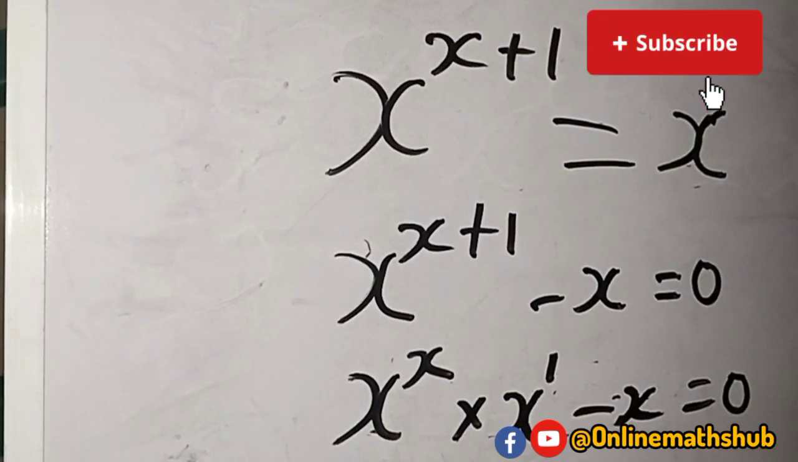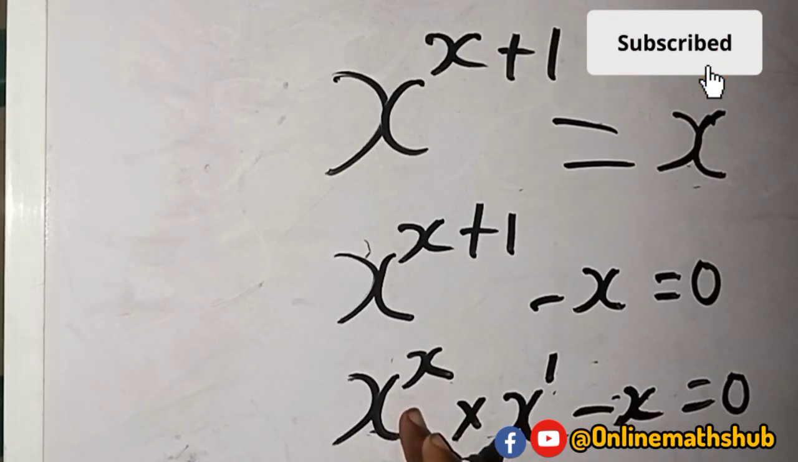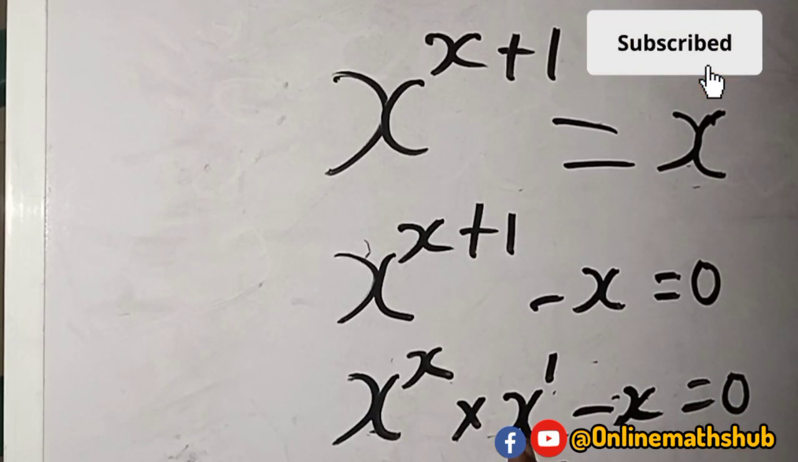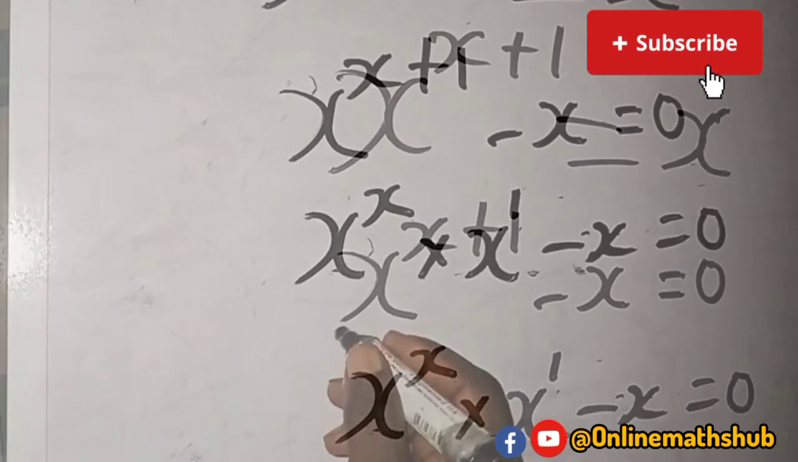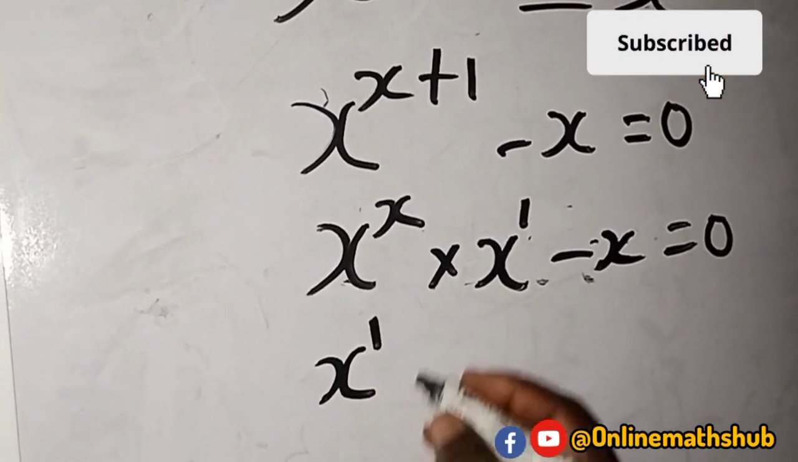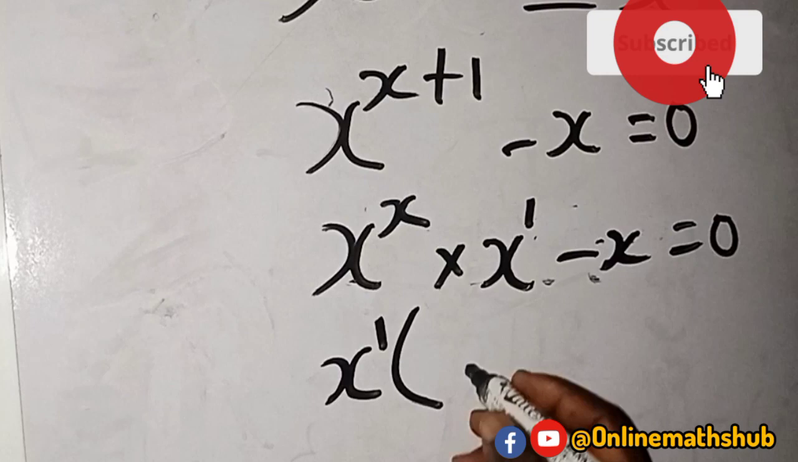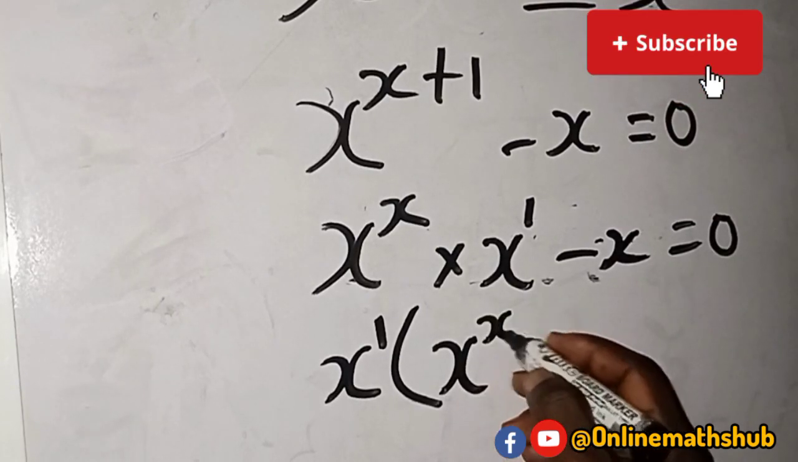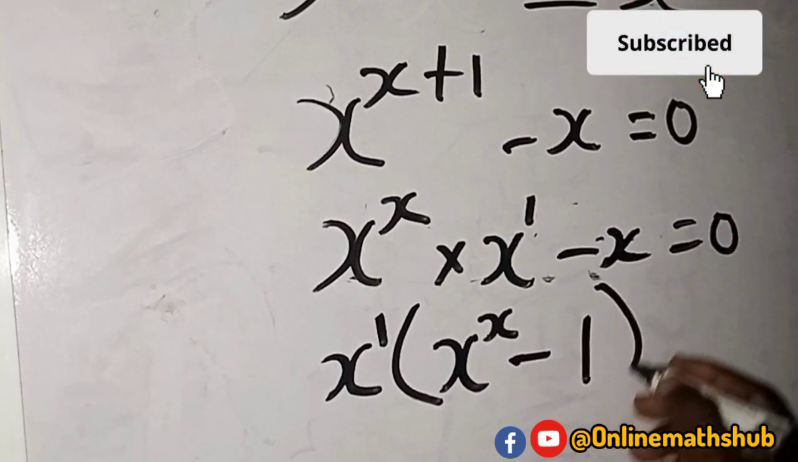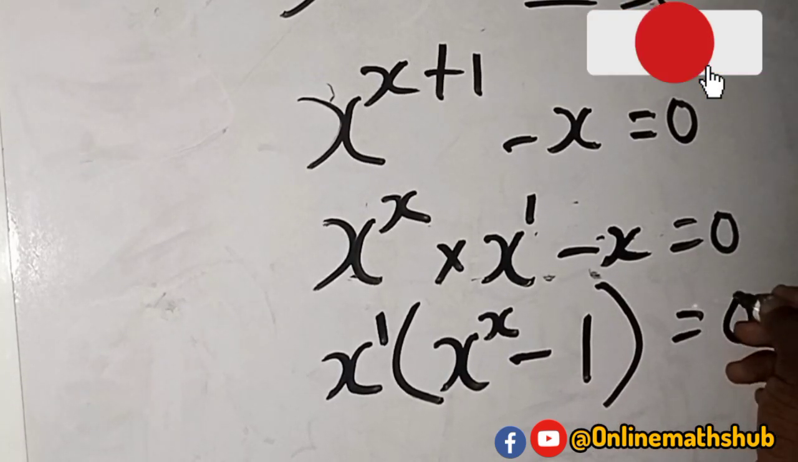Now, having written this, you can see that x raised to power 1. Of course, this x here is also x raised to power 1. So what I'm going to do is factorize this x raised to power 1 right here. If I do that, what I'm going to have is x raised to power 1 into x raised to power x, and then minus, if I factorize it here, 1 will remain, and it is equal to 0.